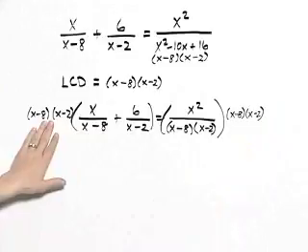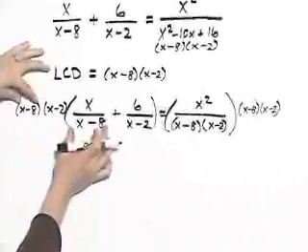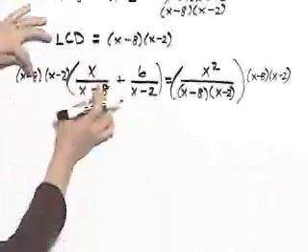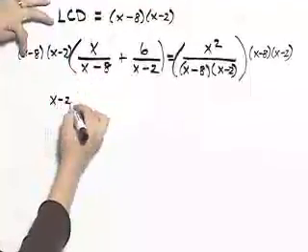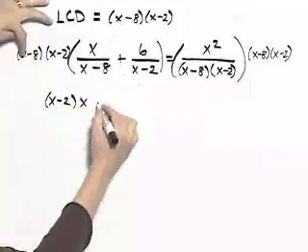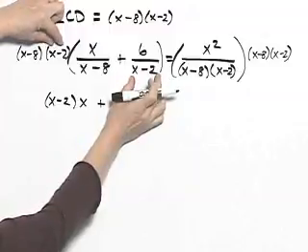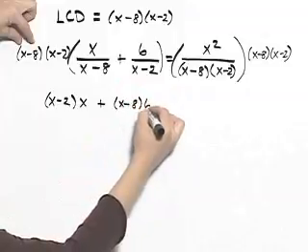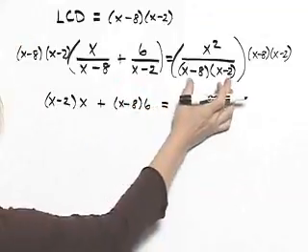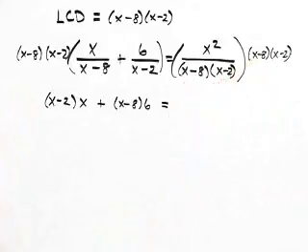Now, I can distribute this through. For the first piece, we notice that we have a common factor of x minus 8. So the x minus 8s will cancel when I multiply. So I'll end up with x minus 2 times x. Now, we'll multiply this times the second piece. We notice that we have a common factor of x minus 2. So we'll have x minus 8 times 6. On the right-hand side, we notice that we will be able to divide out the x minus 8 times x minus 2, so we're simply left with an x squared.